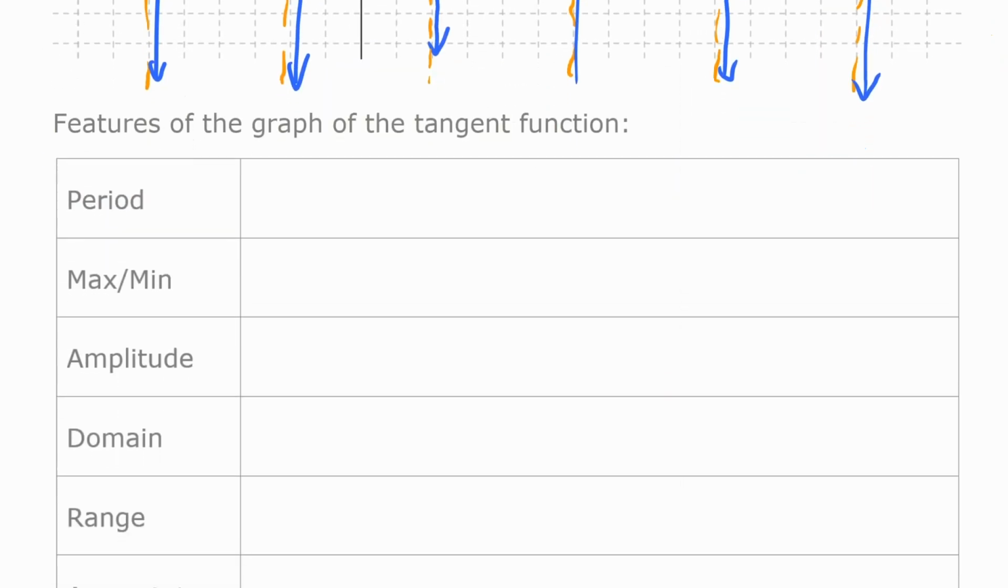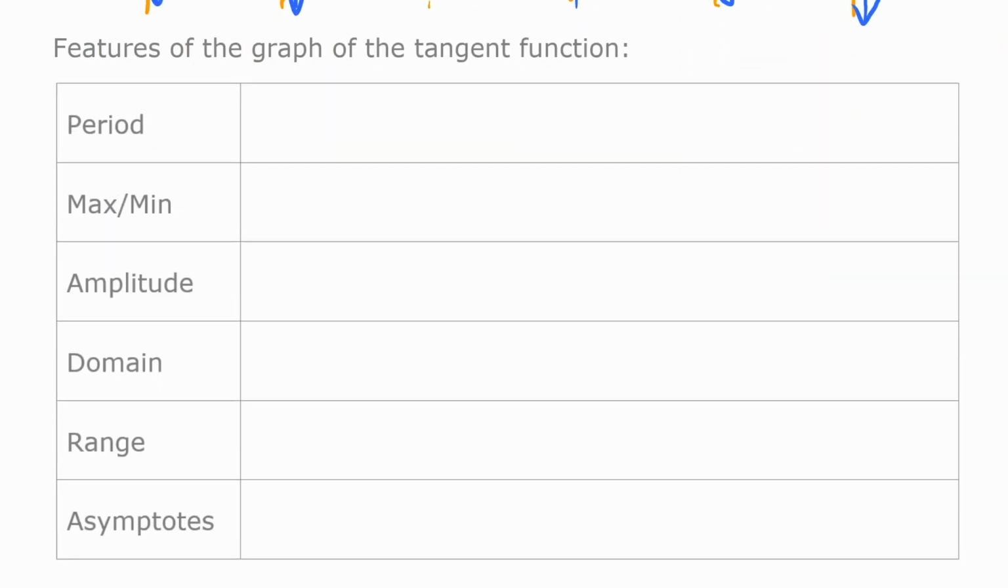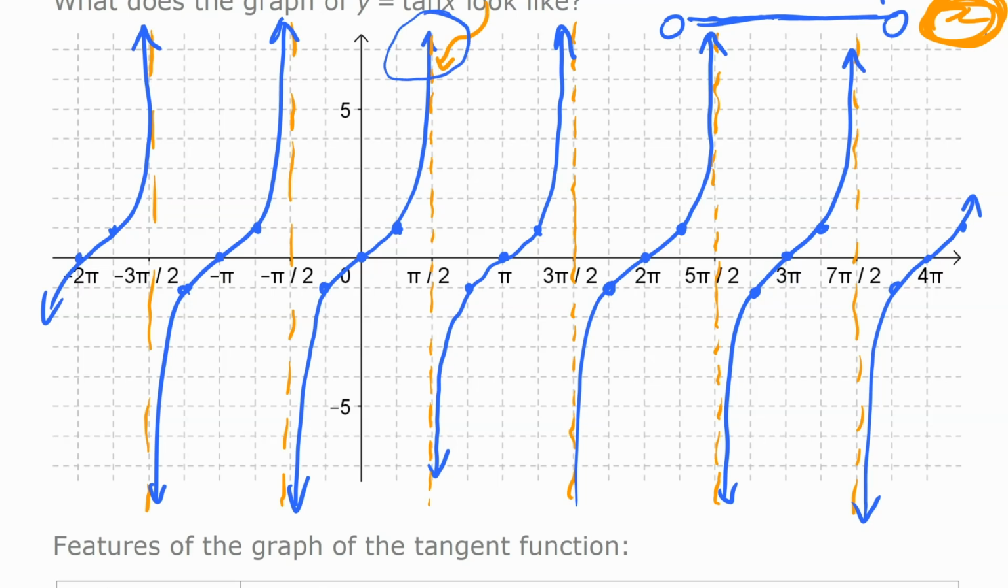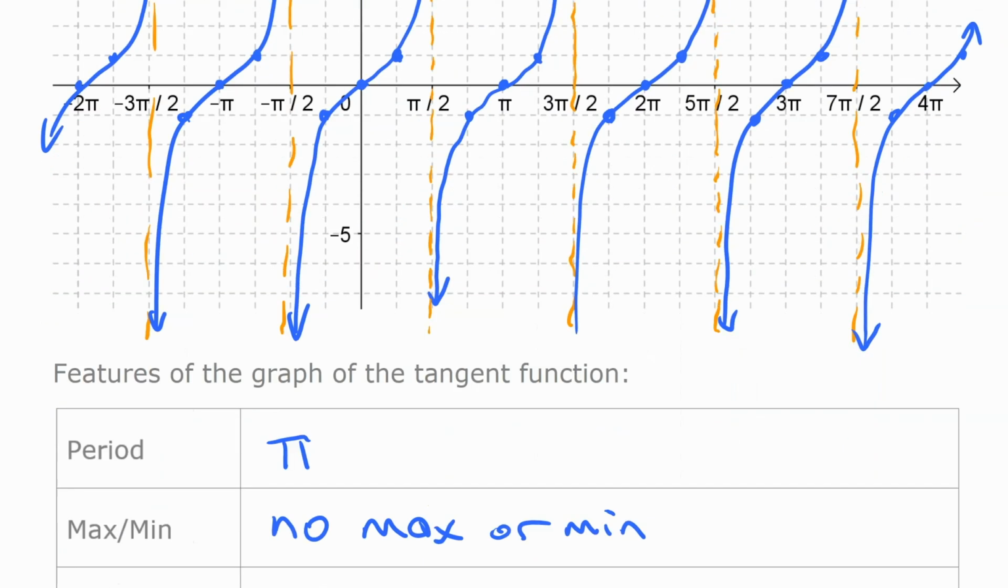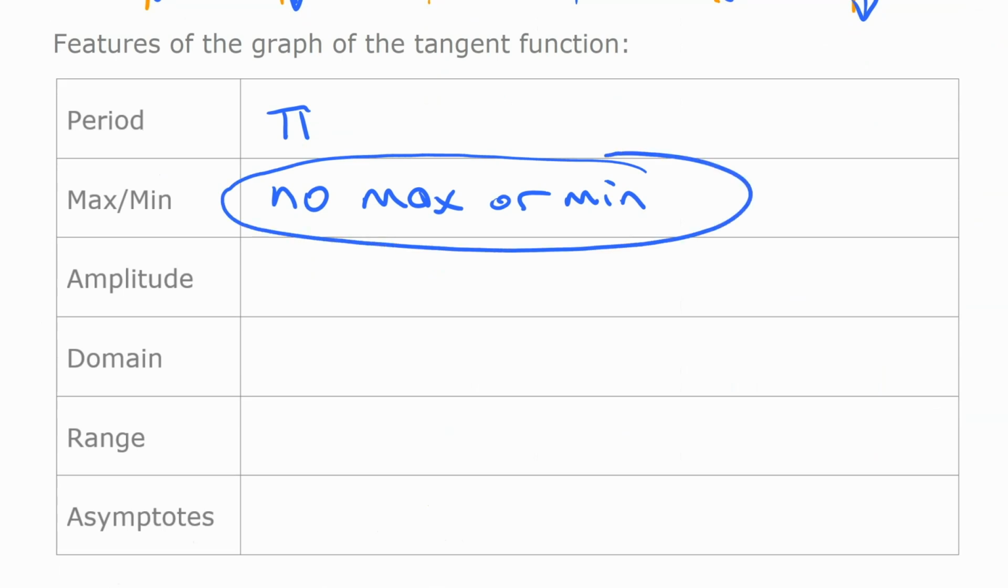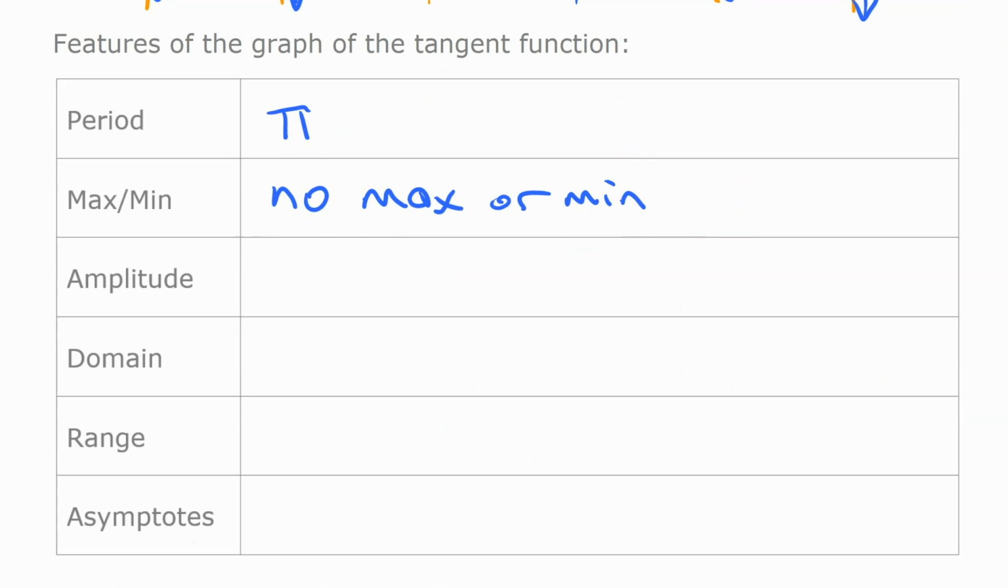We said that the period for that graph is pi. It's different than for sine and cosine. Sine and cosine, the period is 2 pi. This is half as much. The max and min, there is no max and min. No max or min. Because the graph heads up to positive and negative infinity, there's no top or bottom, so it doesn't have a max or a min there. The amplitude, since there's no max or min, we can't really talk about the amplitude of the thing. So there is no amplitude, none.